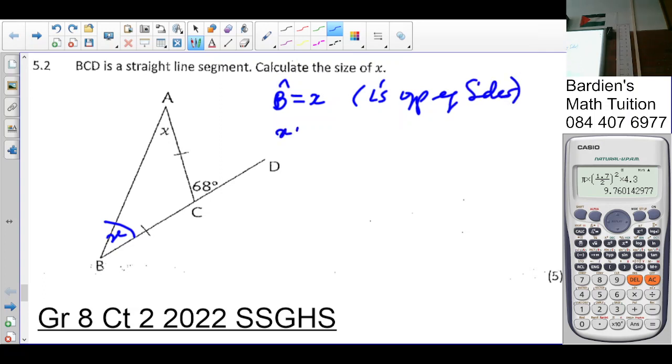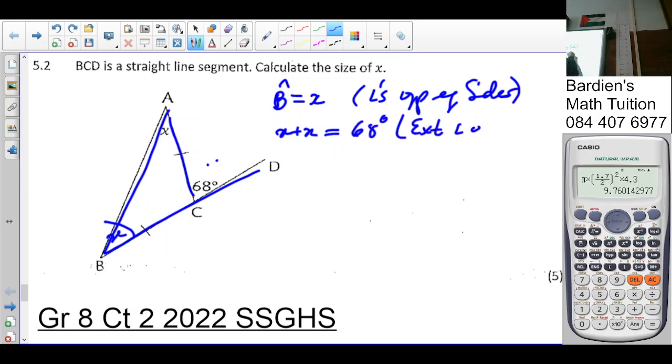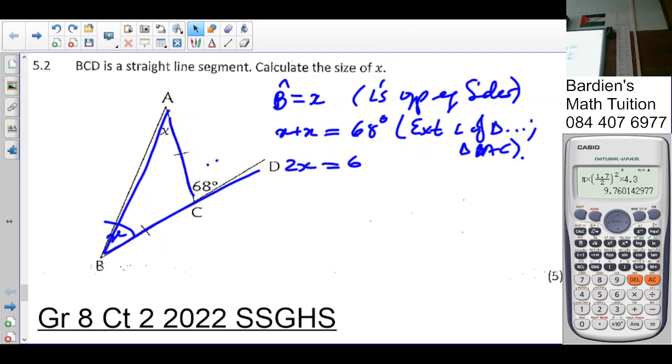Now I say x plus x equals exterior angle is equal to the sum of your two interior opposites. Not so? And as you can see, that length BC is extended or produced to D there. So that is 68 degrees. Why? Exterior angle of triangle, and it's the exterior angle of triangle ABC. Okay. So x plus x of course is 2x is equal to 68. It's still running. So it's going to be 68 divided by 2. So x works out to be 34 degrees.